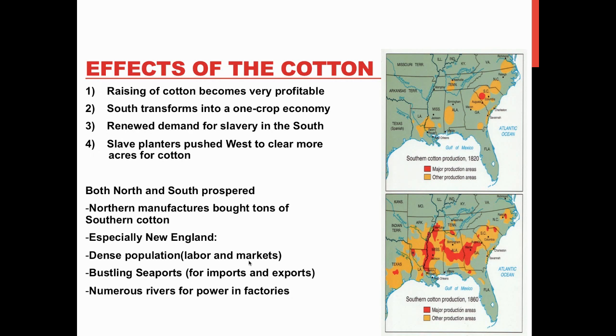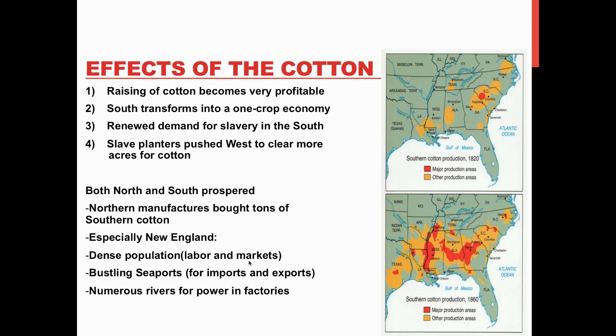So the effects of the cotton gin, obviously, raising cotton becomes more profitable, and now the South is going to transform to adapt to this change. They are going to transform into a monopolistic one crop economy in which large plantations of the snowy white crop are going to span over miles and miles and miles.